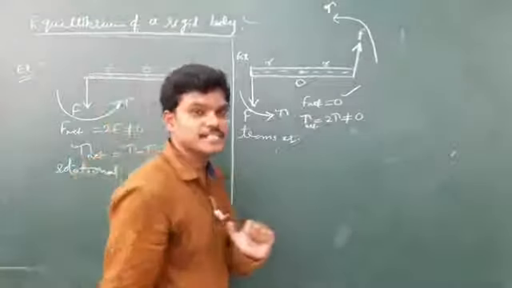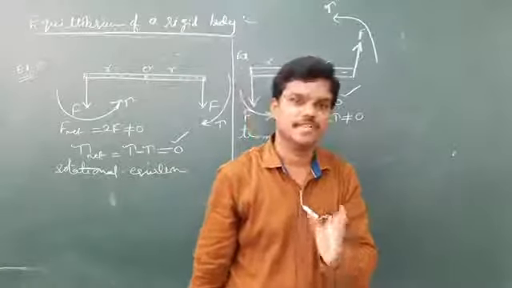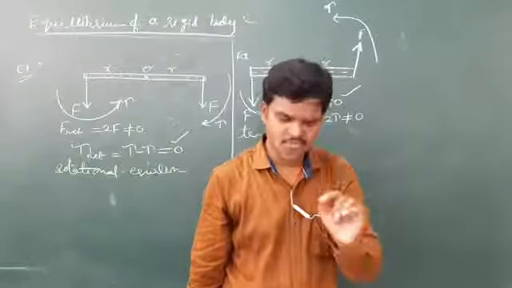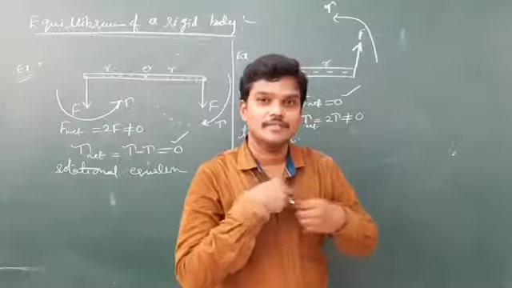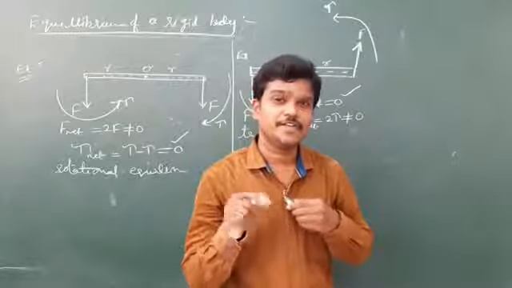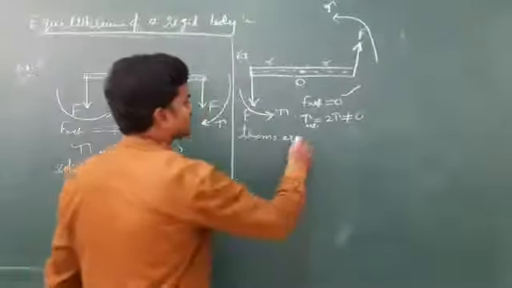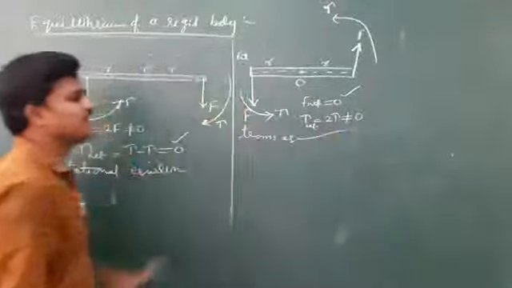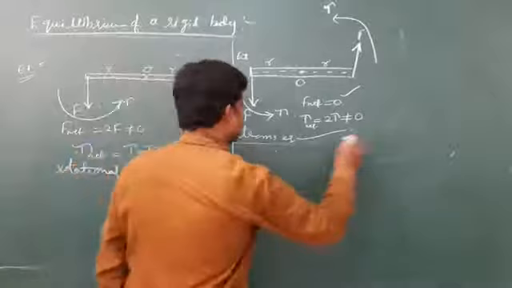So you know the conditions. A rigid body is said to be in translational equilibrium if the net external force acting on the rigid body is 0, and a rigid body is said to be in rotational equilibrium if the net external torque is 0. Okay, now this is the example for translational equilibrium.